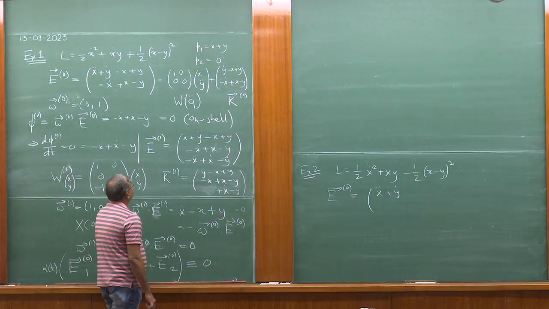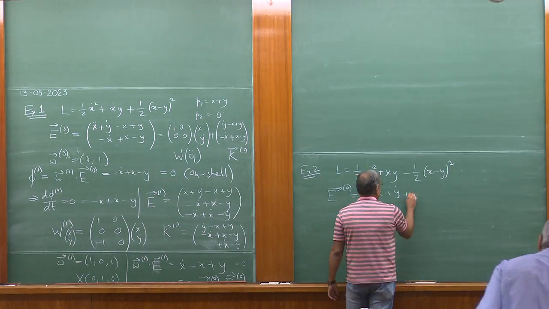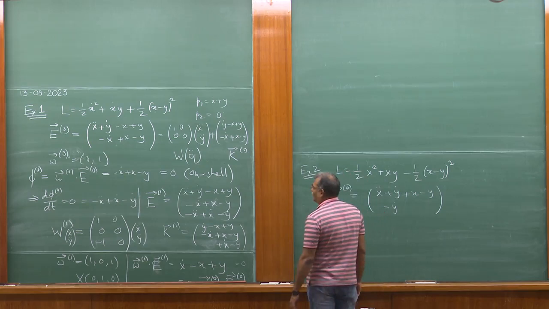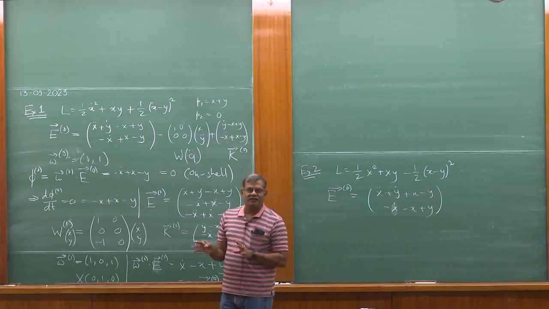So you had x double dot plus y dot, you still have that at that same level. But minus x plus y will become plus x minus y. That's the only thing that will change. On the second line, minus x dot will still be there, of course. And the plus x minus y will become minus x plus y. So that's the only change that has happened in the two cases.